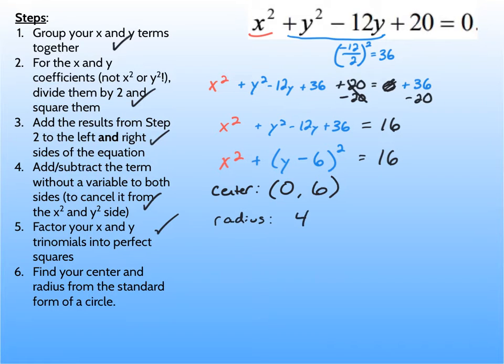And now the radius is, of course, 4 units. Because don't forget, this is always the radius squared. So in order to find the actual radius, you take the square root of 16, which is 4.